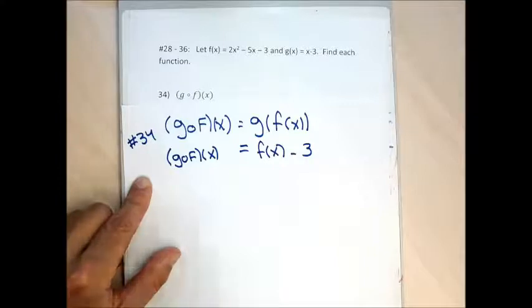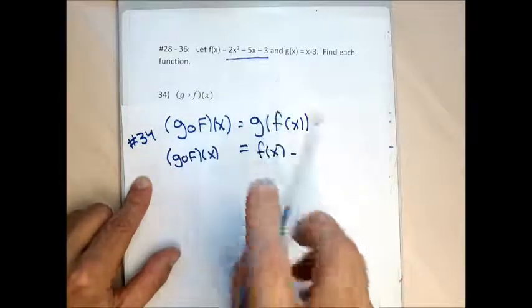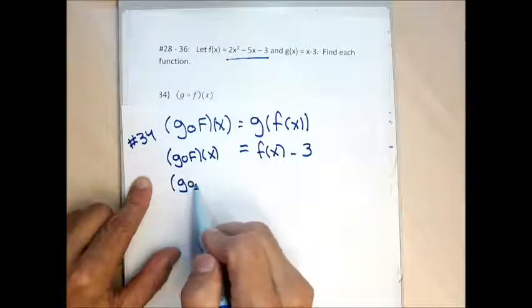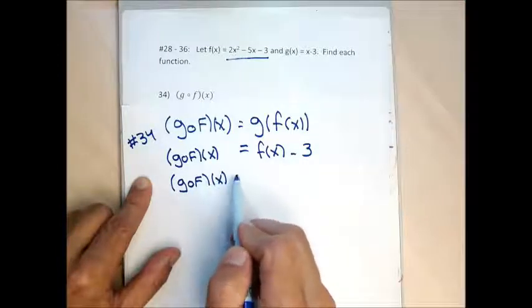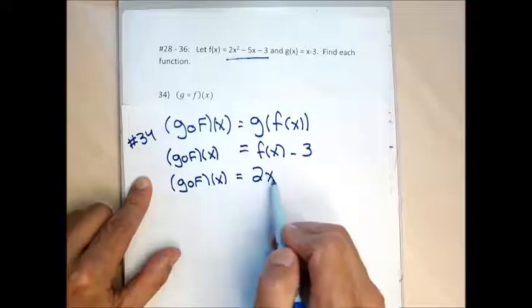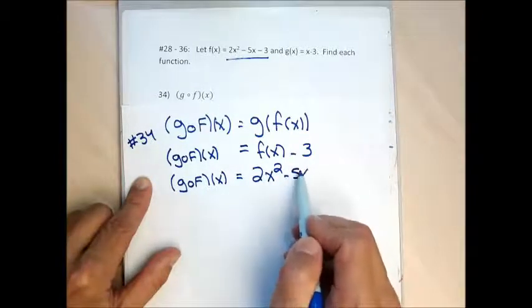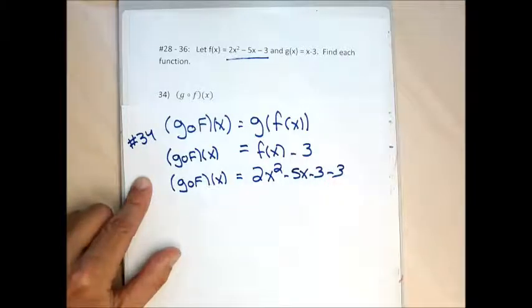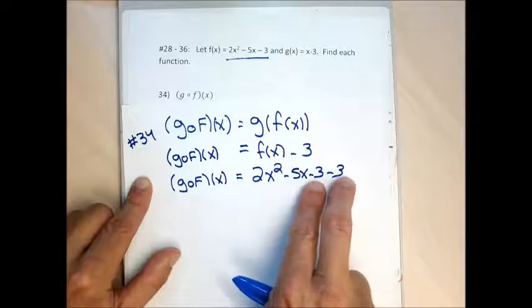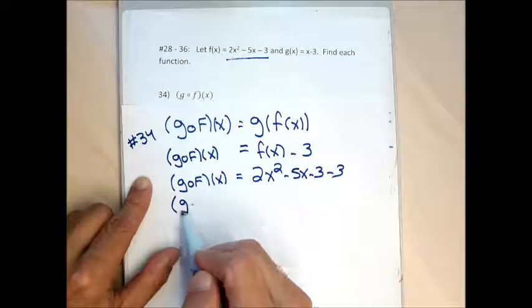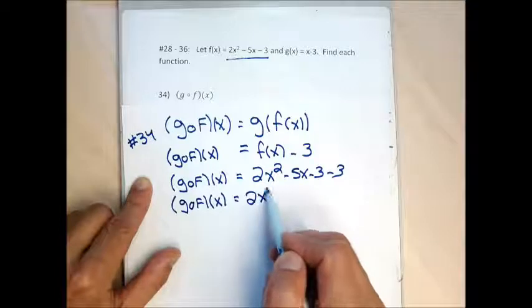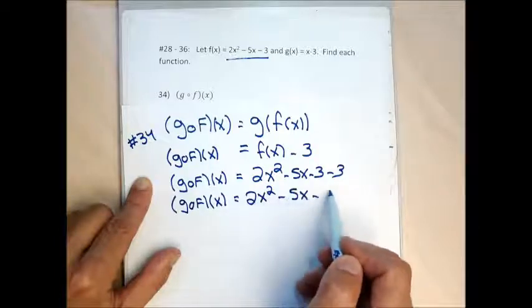And now I'm going to change the f of x to 2x squared minus 5x minus 3, because that's what that equals. So this gives me g composed with f of x equals 2x squared minus 5x minus 3 minus 3. I'm going to combine like terms, then attempt to factor. The like terms are the constants at the end. They're both negative, so I'm going to add them and keep them negative and get g composed with f of x equals 2x squared minus 5x minus 6.